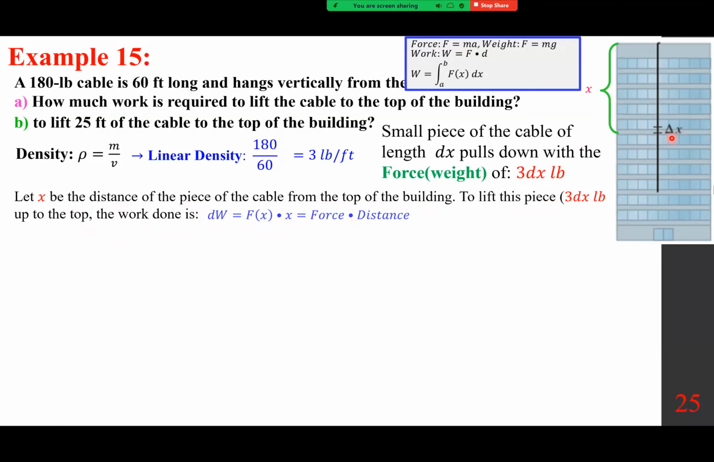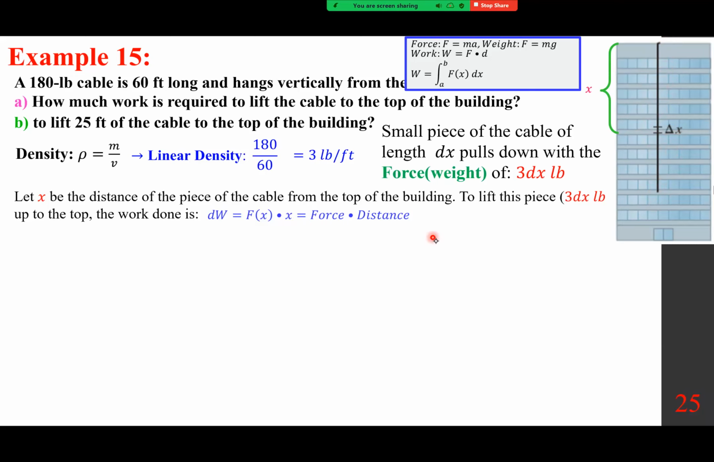Just remember, we have a varying force. Why is the force varying? Because it depends how much is left. If you have, let's say, taken 1 foot up, then 59 feet is left, and then 2 feet up, 58 is left, and whatever is left, the weight is different. That's why it's not a constant force, and that's the key. It is not a constant force.